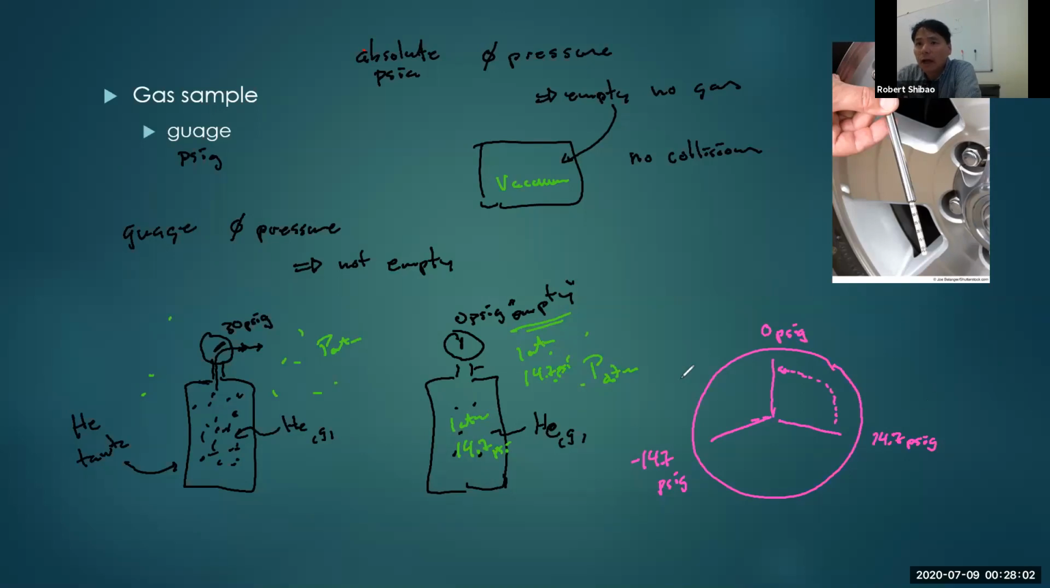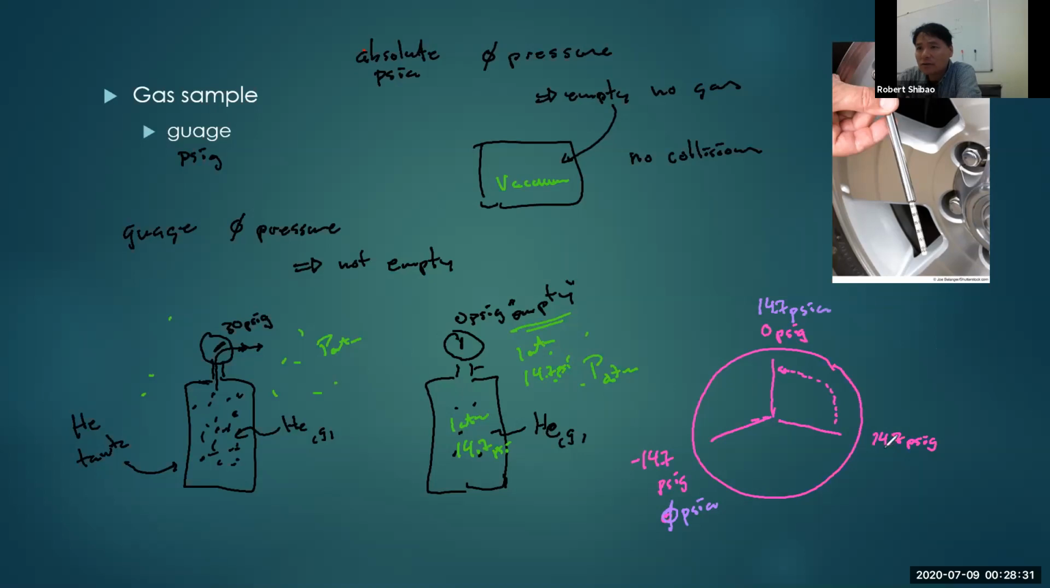And so at minus 14.7 psig, that's actually zero psia. So that's truly, there's no gas there. This is what we call vacuum. And then over here at 0 psig, this would be 14.7 psia.